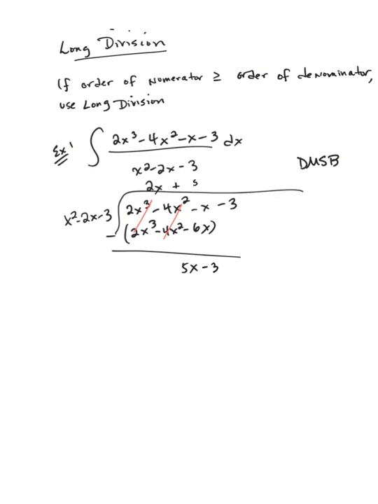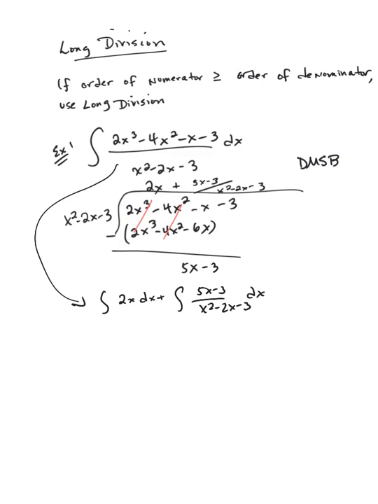So it's 2x plus the remainder over the divisor, x squared minus 2x minus 3. So this integral here gets replaced with the integral of 2x plus the integral of 5x minus 3 over x squared minus 2x minus 3. Now, we already used partial fraction decomposition in the previous video, so I'm not going to redo this part. And you already know that the antiderivative of 2x is x squared. Okay? So, let's take a look at another example.